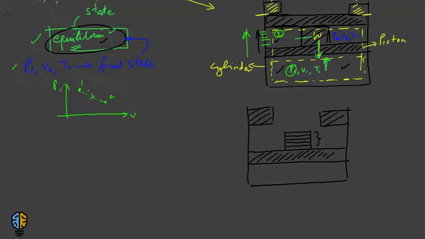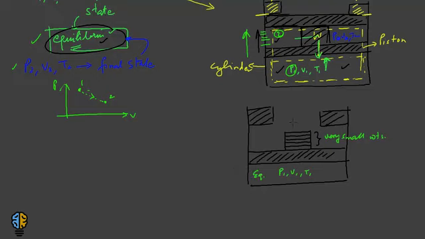So let me write these down. So these are very small weights. Okay, now the system inside again has the properties P1, V1, T1. Now this is an equilibrium state.